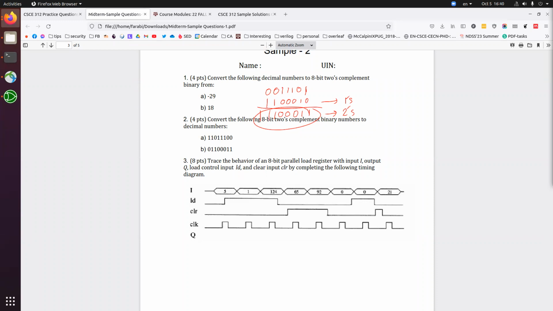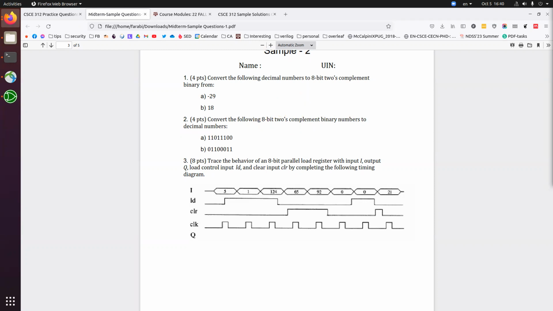So the next part is just the opposite. Convert the following 8-bit 2's complement binary to a decimal number. So we will convert the 2's complement again, since we have an 8-bit number. So we will take the 7 bits and then make the 2's complement, and from there we'll get the value. If it's a positive number, the value would not have a minus sign. If this is a negative number, the value should have a negative sign. So let's do one example.